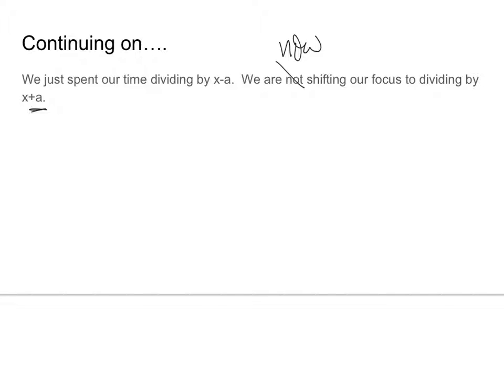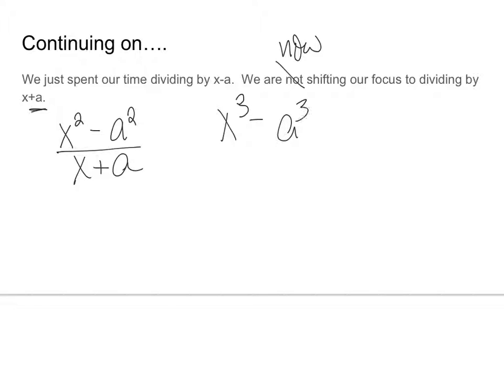Okay, what we're going to learn right now is, for instance, the difference of two squares will divide correctly by x plus a without a remainder. The difference of two cubes, that's a cubed minus a cubed, will not divide by x plus a without a remainder. Okay, that doesn't work. X plus a does divide without a remainder into the sum of two cubes.